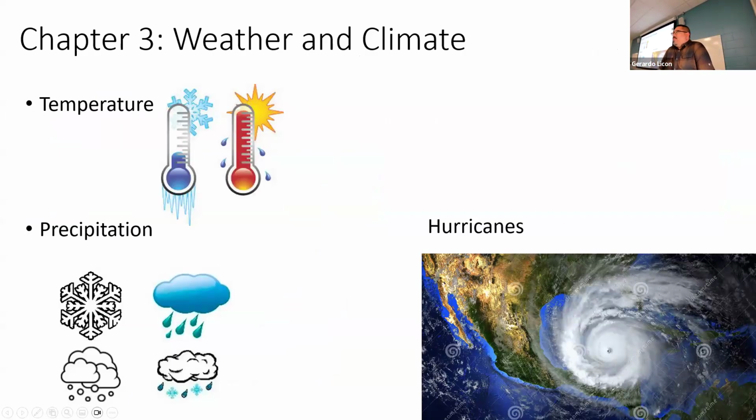Weather has to do with what is the weather today. Climate has to do with what is the weather like generally in this time and place, usually in that time of year.